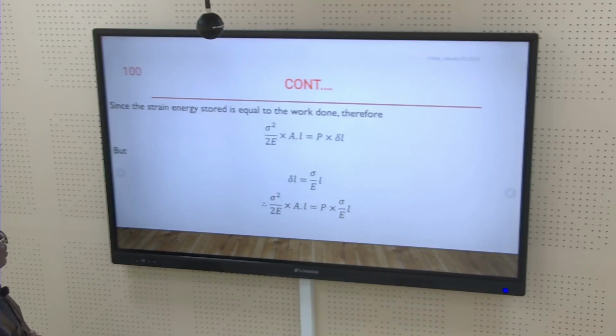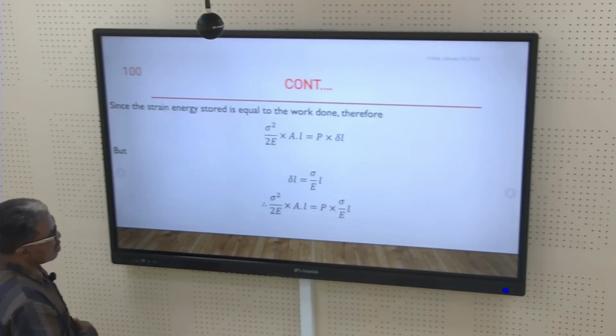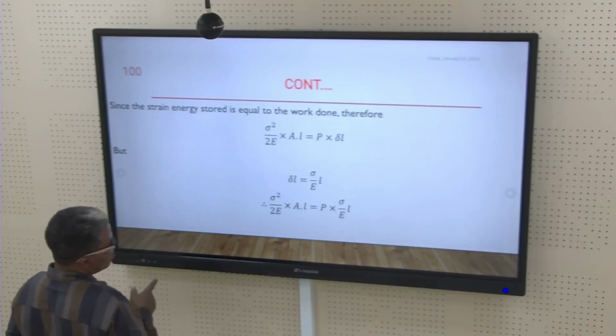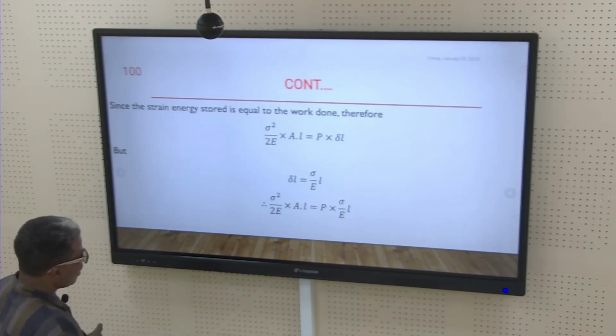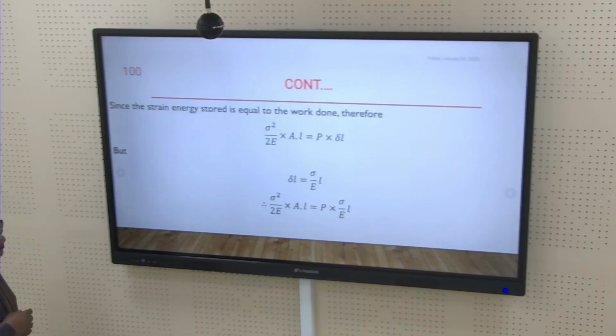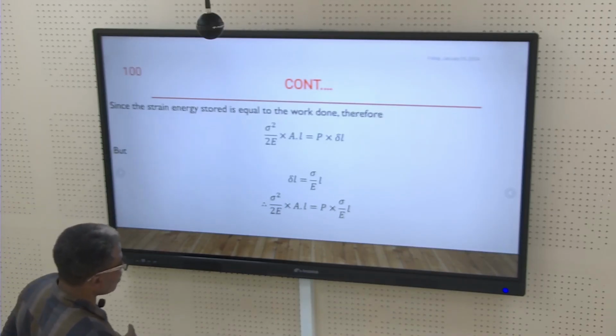Since the strain energy stored is equal to the work done, one can come up with such an expression. But the change in length is equal to stress times original length over Young modulus. Therefore, the stress squared over twice Young modulus times cross-section area times L, which is the original length, is equal to the load applied times cross-section, times stress times original length over Young modulus.